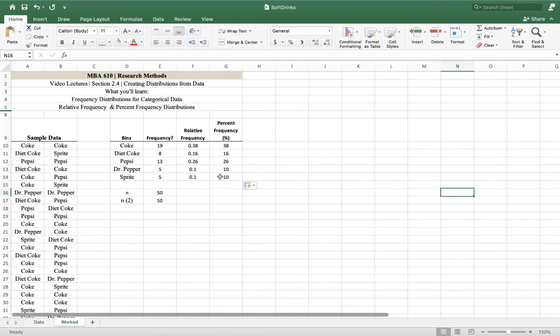And so that's one of the beauties of a frequency distribution: it takes something that's not very useful and turns it into something that you can tell a story off of and make actionable decisions from.